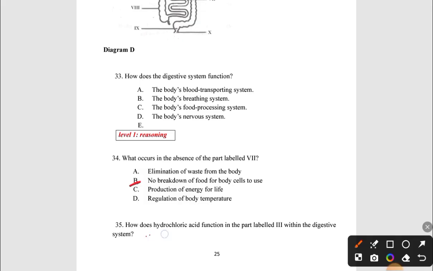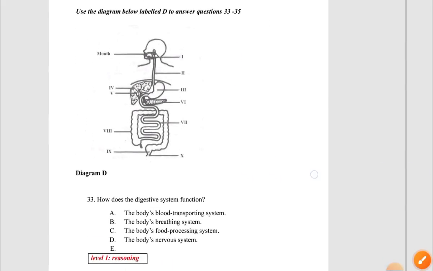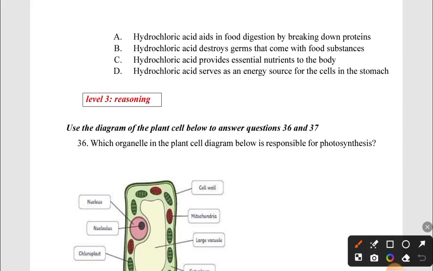35, how does hydrochloric acid function in the parts labeled III? The III here is the stomach. So how does it? A, aids in food digestion by breaking down proteins. No. B, HCl destroys germs that come with food substances. That's true. C, HCl provides essential nutrients. Also not true. D, serves as energy source. That's also not true. So answer is B.